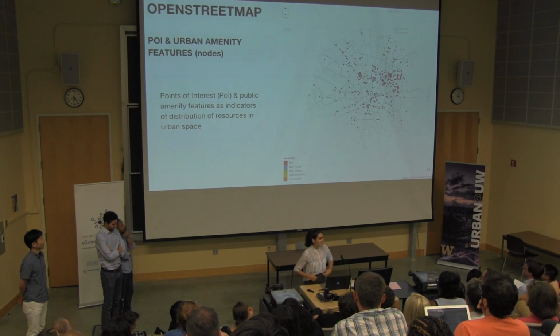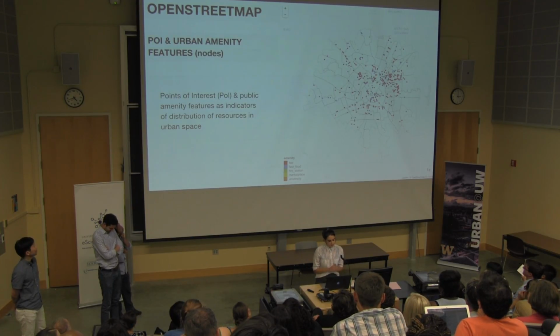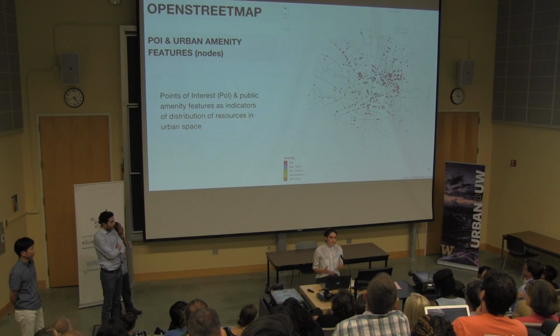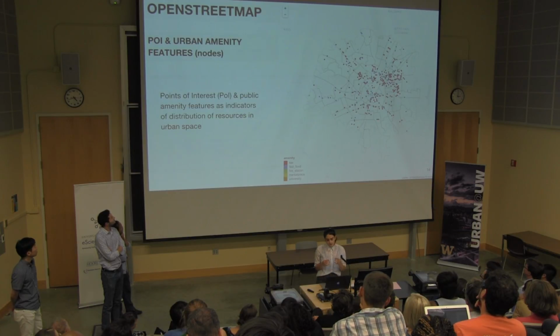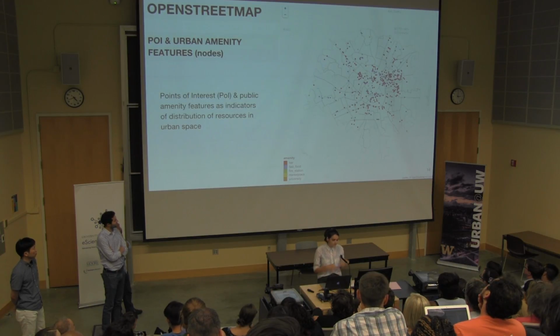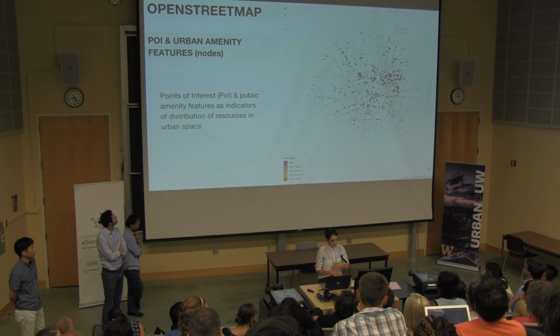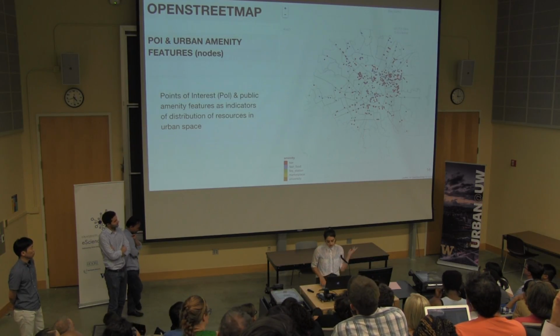Okay, so now on to our first avenue of research of data that we're working with. We have OpenStreetMap data, and in this case we are working with 2 different types of data from OpenStreetMap that we extracted. We have point of interest / urban amenity features, and these are in the form of points, as you can see on the left. Points of interest data, and we have public amenity features. These might be indicators that, based on previous research, have been used before to see the distribution of resources and accessibility in the urban spaces across our city.